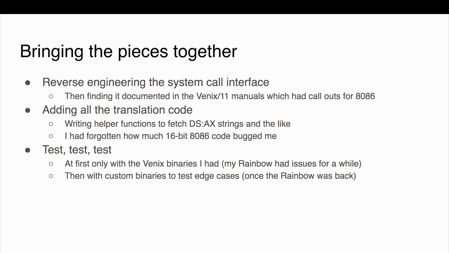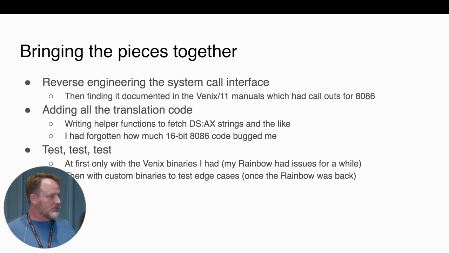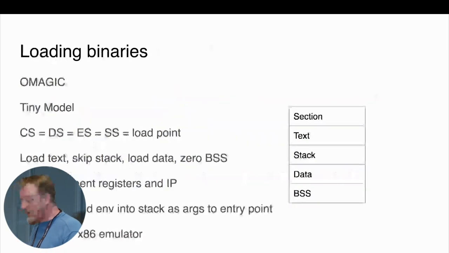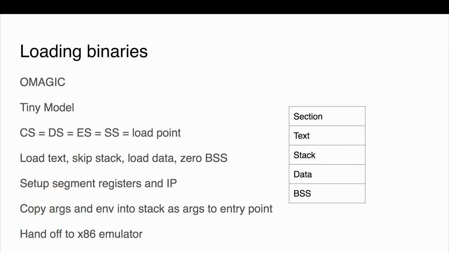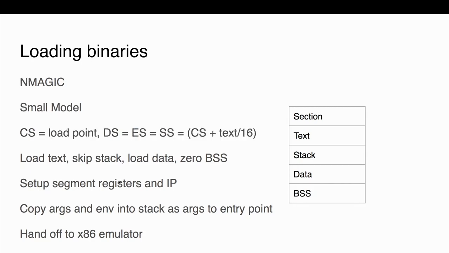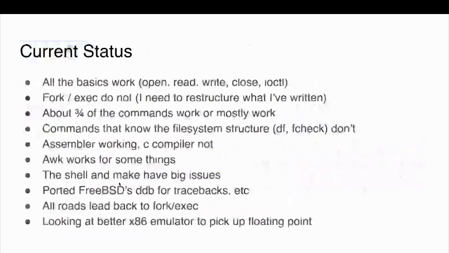So putting the pieces together, I had to reverse engineer the system calls, and then when an int F1 instruction was executed, I would decode all the registers and do the system calls. It's fairly standard stuff. And again, this just walks through the steps of loading it in. I'm a little short on time, so I'll not go through it in too much detail.